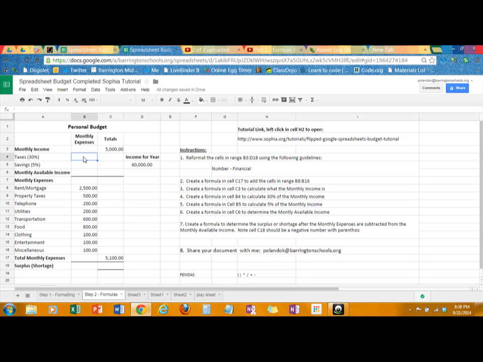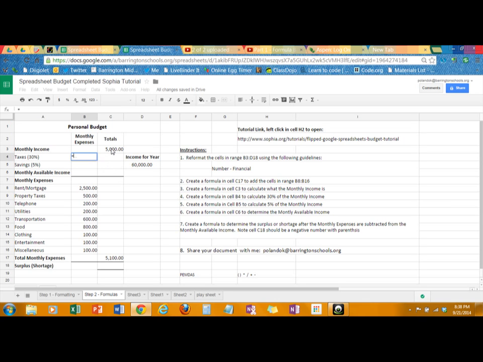All right, you may recall what's the first thing we need when we calculate a formula in a spreadsheet to let it know. If you said equal sign, you would be correct. So we're trying to figure out what our taxes are going to be, and we're going to use a figure of 30%. In class, we will talk about what taxes are for, who pays taxes, and how much people actually pay. But we're just going to use 30% as our point. Create a formula in cell B4 to calculate 30% of the monthly income.